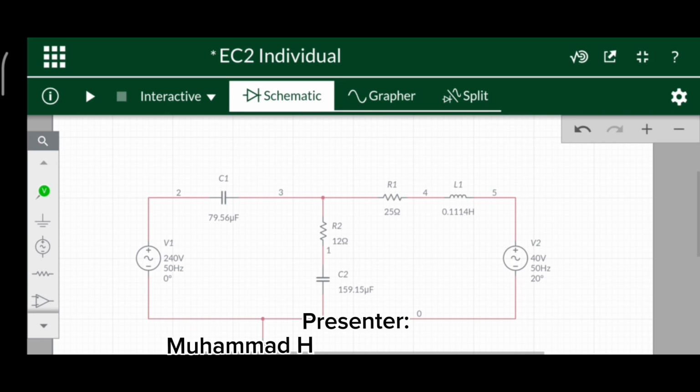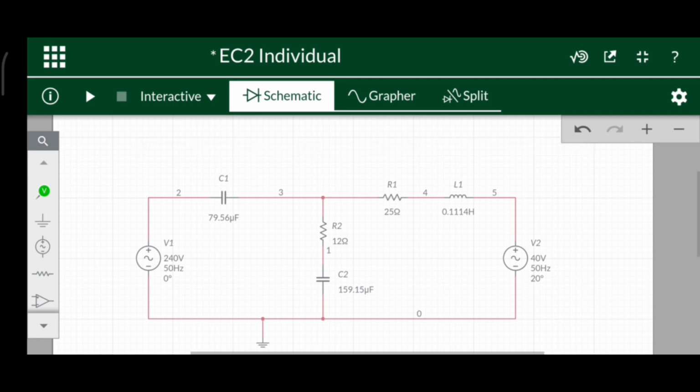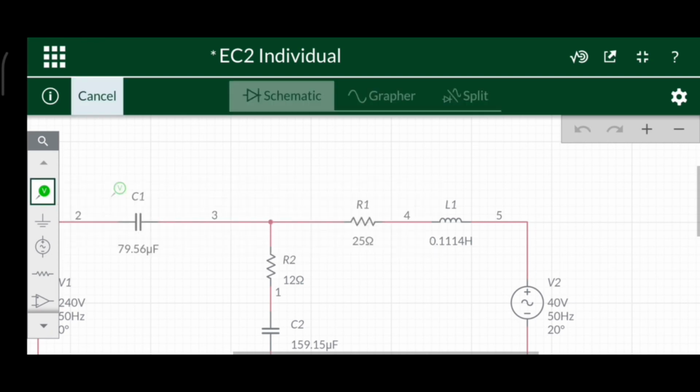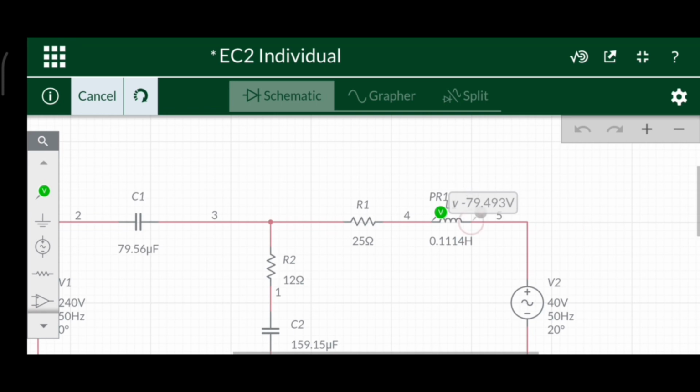Okay, now we're going to find out how to determine the voltage and the current that flows through the inductor. So this is our circuit, and we will only focus on the inductor. This is our inductor side. The first thing we need to do is attach the voltage reader, which is the voltmeter, to the positive and negative probes of the inductor. So we choose the voltage reader, put it on the positive side of the voltage, and then put the reference voltage on the negative side.